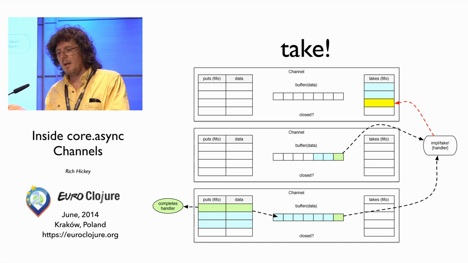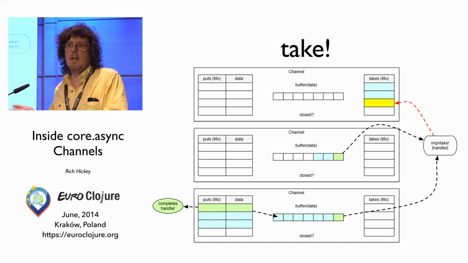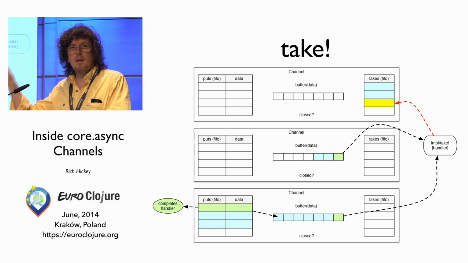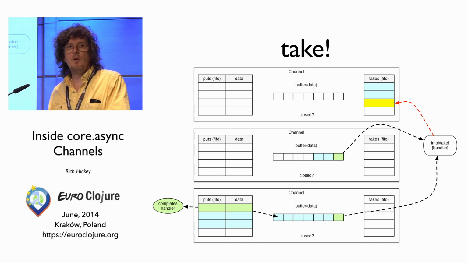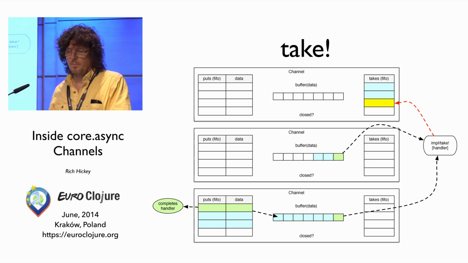So your take gets enqueued. The only thing that gets enqueued there is the handler. There's no data associated with the take. So that's a single column queue. Just enqueue the handler associated with the take. And that's got the red arrow. That's where that operation will park the thread that requests it.